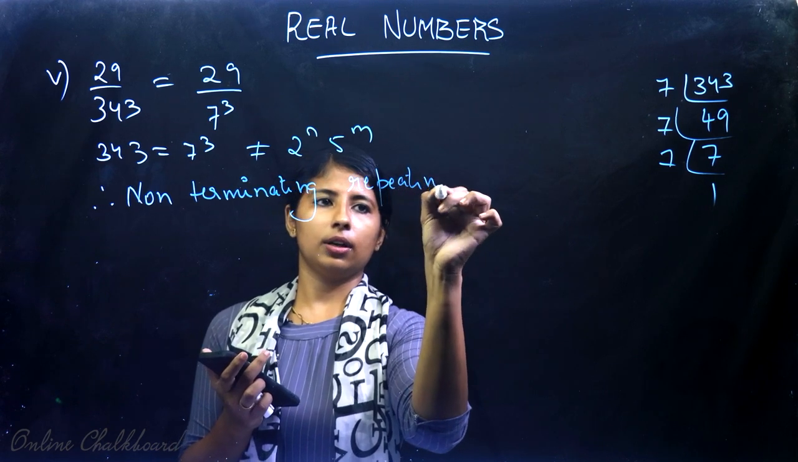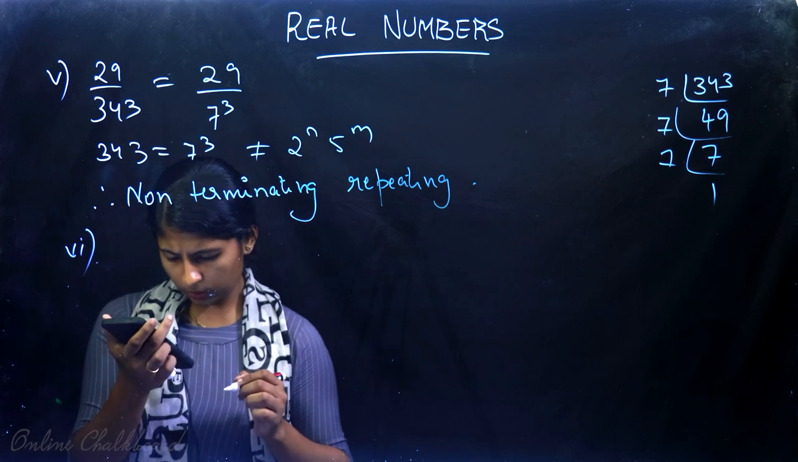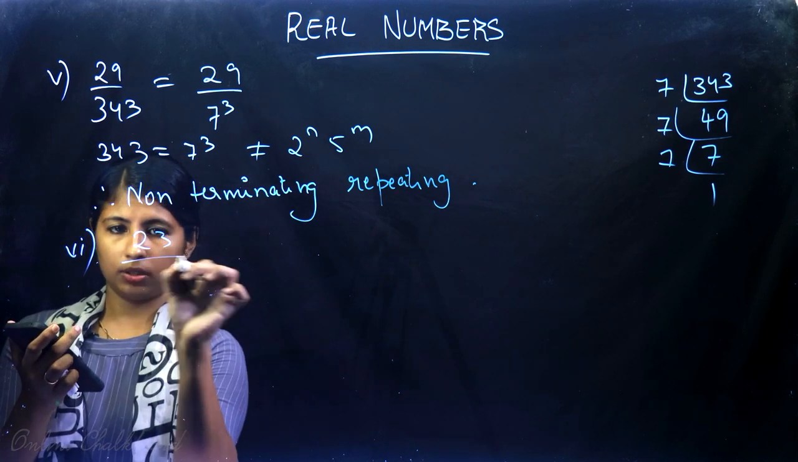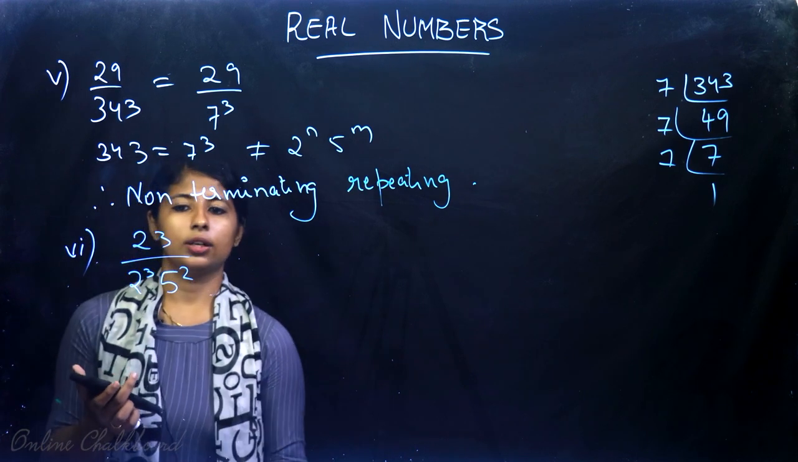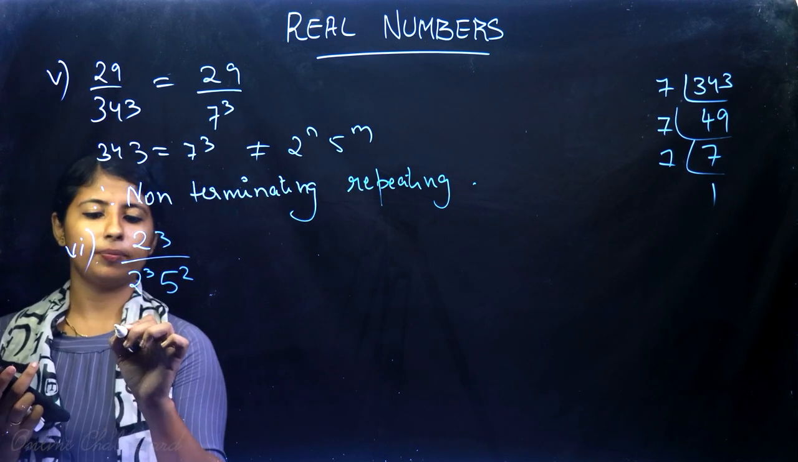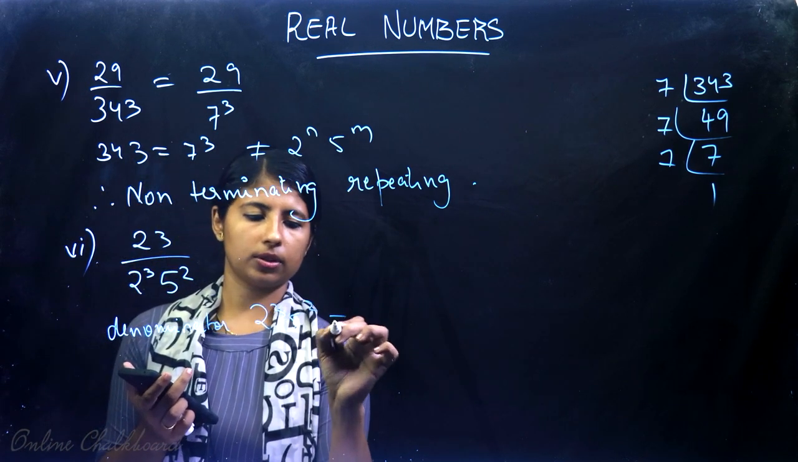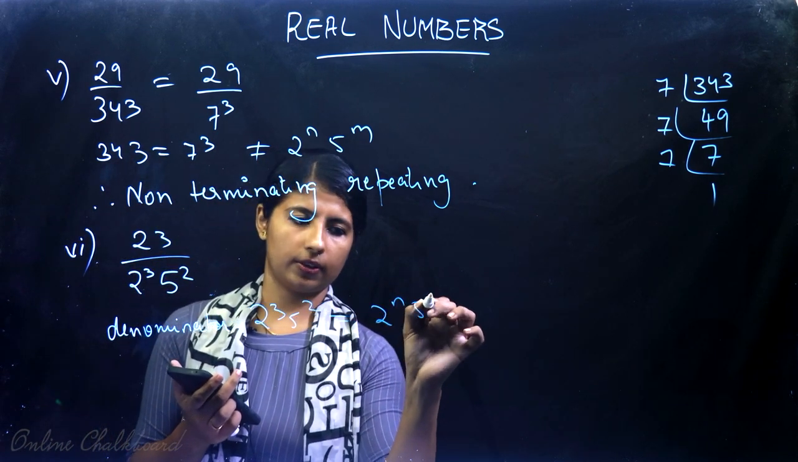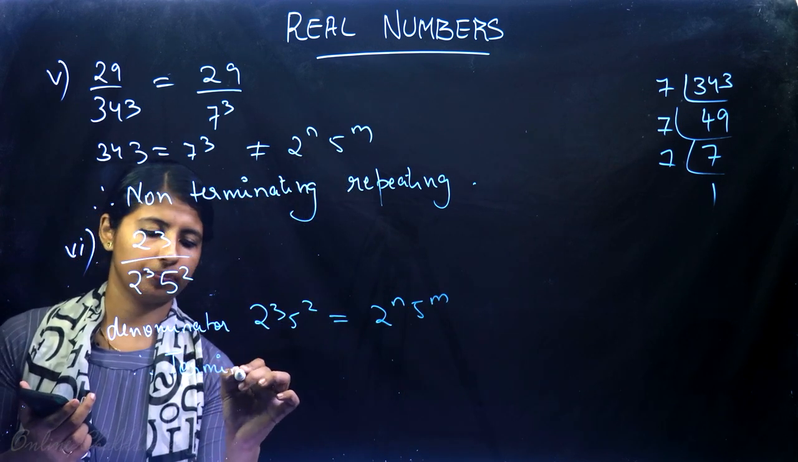Okay. Now let's move on to question number 6. 23 by 2 raised to 3 into 5 square. Here, the denominator q is of the form 2 raised to 3 into 5 square, which is of the form 2 raised to n into 5 raised to m. Therefore, terminating decimal expansion.